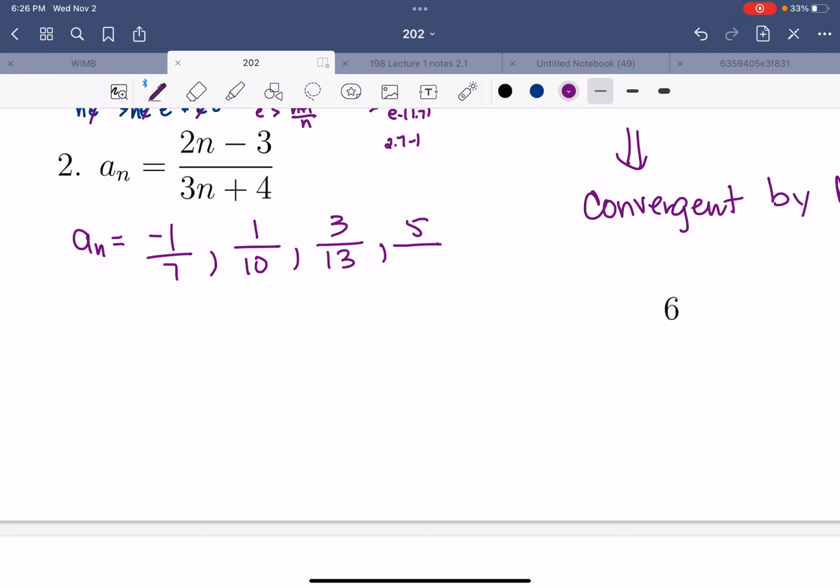All right, and then 5. 15 plus 4 is 19. When we plug in 4, 1, 2, 3, 4, we're plugging in 5. That's 10 minus 3 is 7 over, let's see, I'm plugging in 5. Hold on. It's important to keep track of this. All right, so my fourth term, when I plug in, 3 times 4 is 12, plus 4 is 16. And then I've got 19.